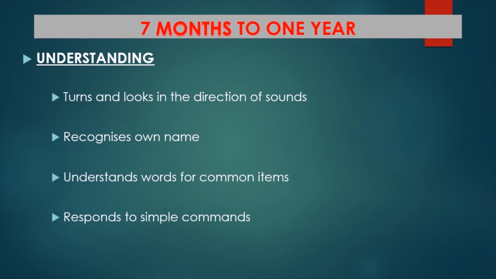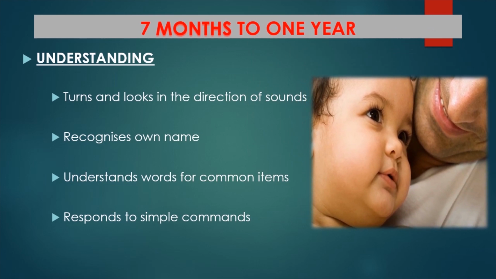And one last thing, which is another major milestone during this age range, is that they respond to simple commands. So what exactly are simple commands? For example, the mother is telling the child, baby, go bring that spoon. That's exactly called a one-step command. The child responds to simple commands and will immediately go and bring the spoon if he already has the concept of spoon in his mind. So that happens during this age range, around 10 months to 1 year, when the child starts understanding.